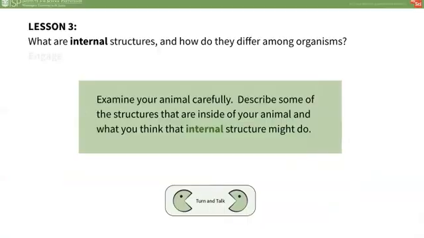In the Engage portion of this lesson, students will revisit the plastic animals from Lesson 2. This time, each student will try to describe some of the structures that they think are inside their animals. Take the opportunity for students to do a quick turn and talk.